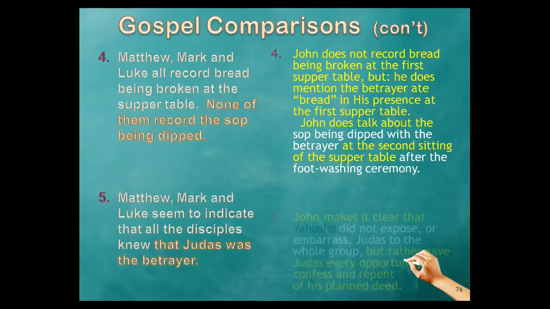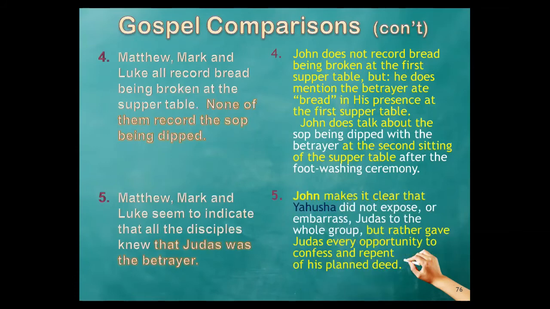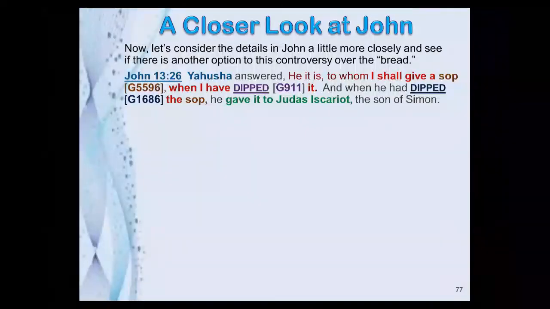Point number 5. Matthew, Mark, and Luke seem to indicate that all the disciples knew that Judas was the betrayer. Let me read that again. Matthew, Mark, and Luke seem to indicate that all the disciples knew that Judas was the betrayer, but not John. John makes it very clear that Yahushua did not expose or embarrass Judas to the whole group, but rather he gave Judas every opportunity to confess and repent of his planned deed. He was most kind. We need to take a little closer look at John.